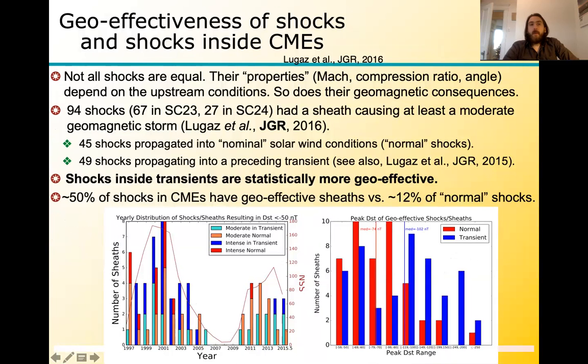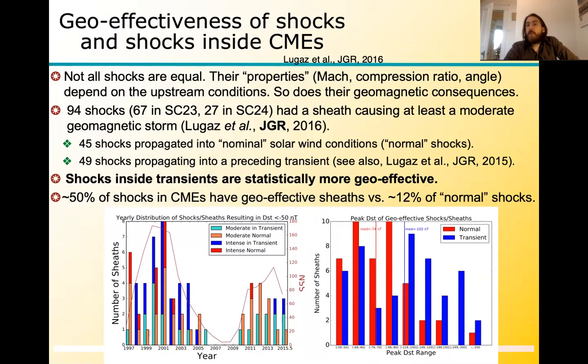Why do we care? Well, in a follow-up study in 2016, we looked at all shocks and sheaths at 1 AU which were able by themselves to cause at least a moderate geomagnetic storm, in terms of Dst less than minus 50 nT, irrespective of what drives this sheath. So it might be a superstorm after it, or it might be nothing. I don't care. I only care that the sheath region itself is able to create a moderate geomagnetic storm.